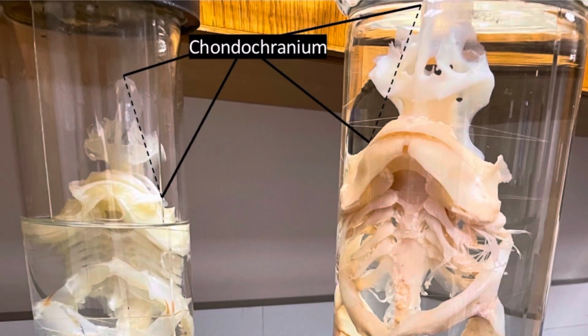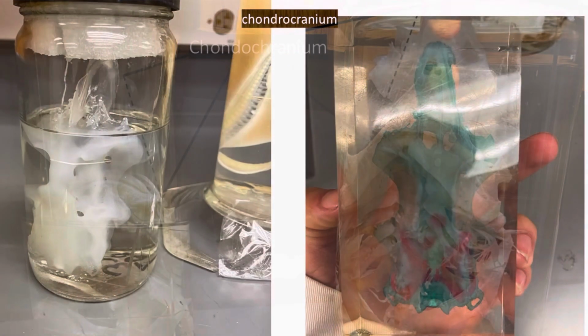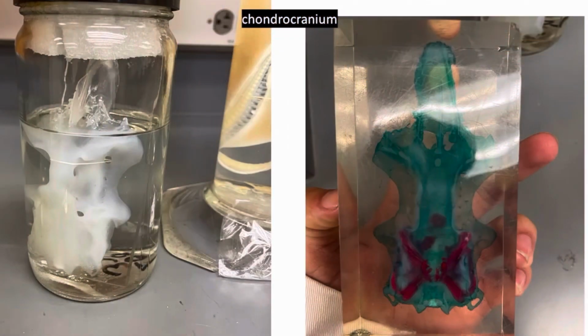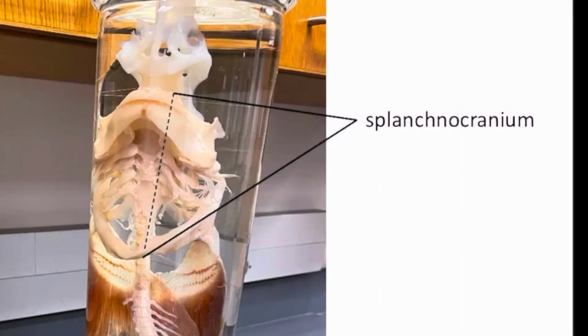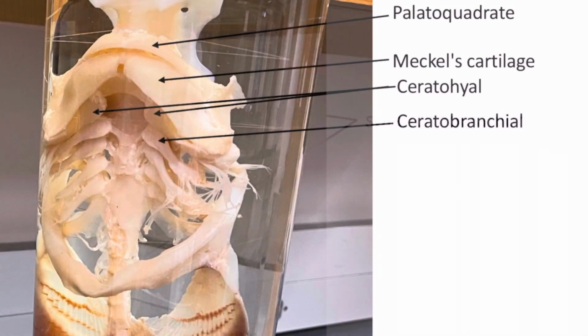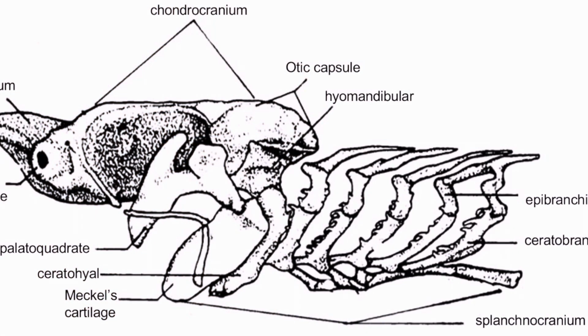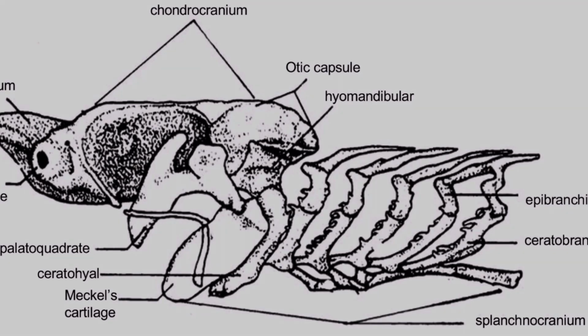The first structure is the chondrocranium, which houses the brain. This component is prominent in the shark skull, but is considerably lost in most other vertebrate skulls, where it has been replaced by dermal bone. Next is the splanchnocranium. Here, there is a palatoquadrate, Meckel's cartilage, ceratohyal, ceratobranchial, and if you look at it from the lateral side view, you can see the hyomandibular.